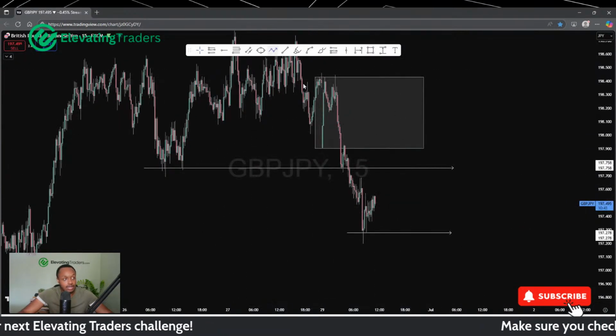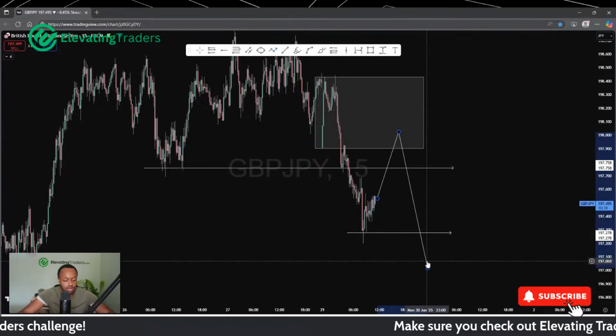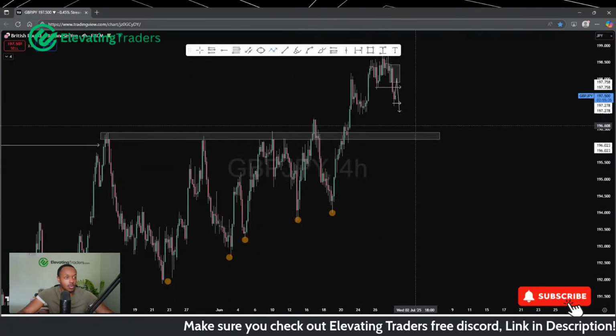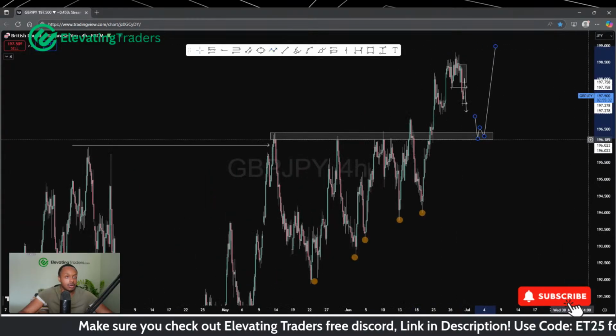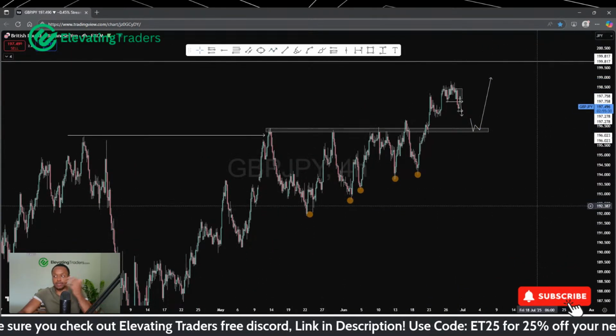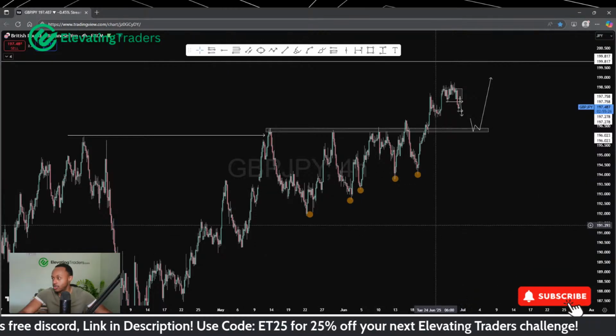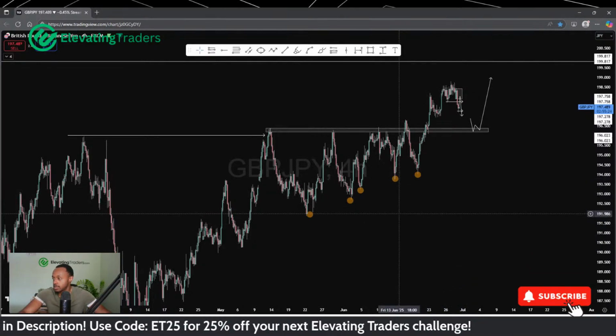But same idea really, and I do think there's more downside to be had. But of course, I'm looking at the 4-hour chart, so that's kind of where I want to be operating on. But same idea really. Euro USD, we'll take a look at that buy opportunity as well.